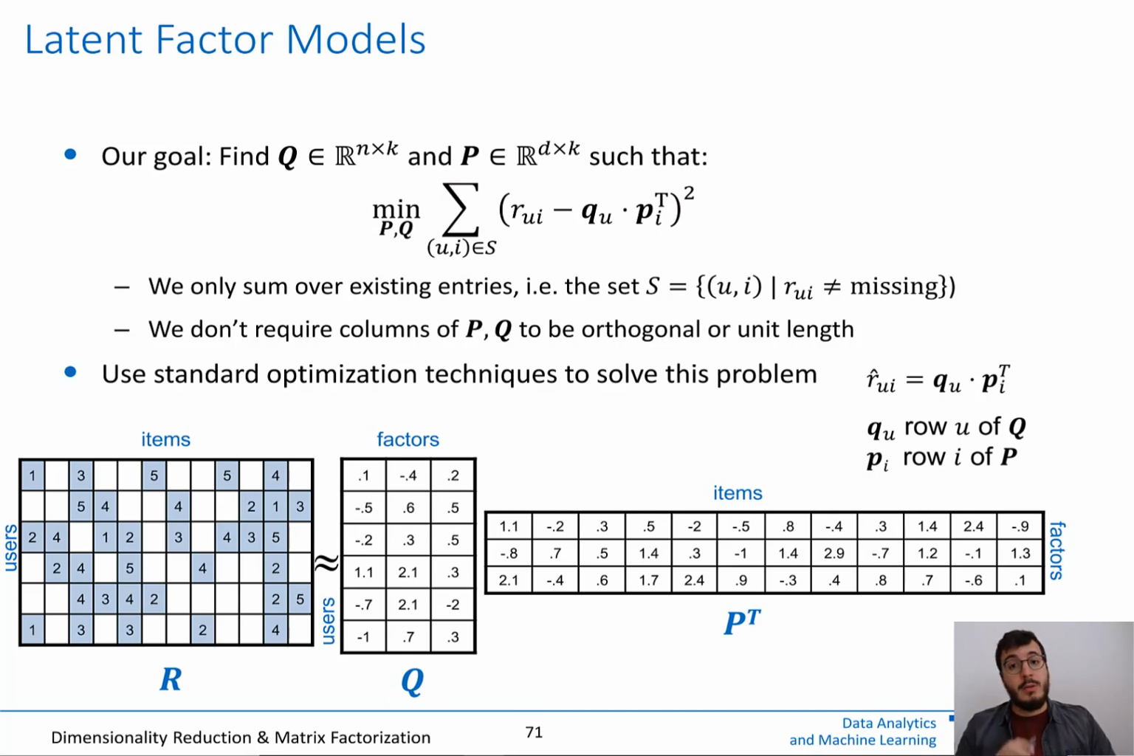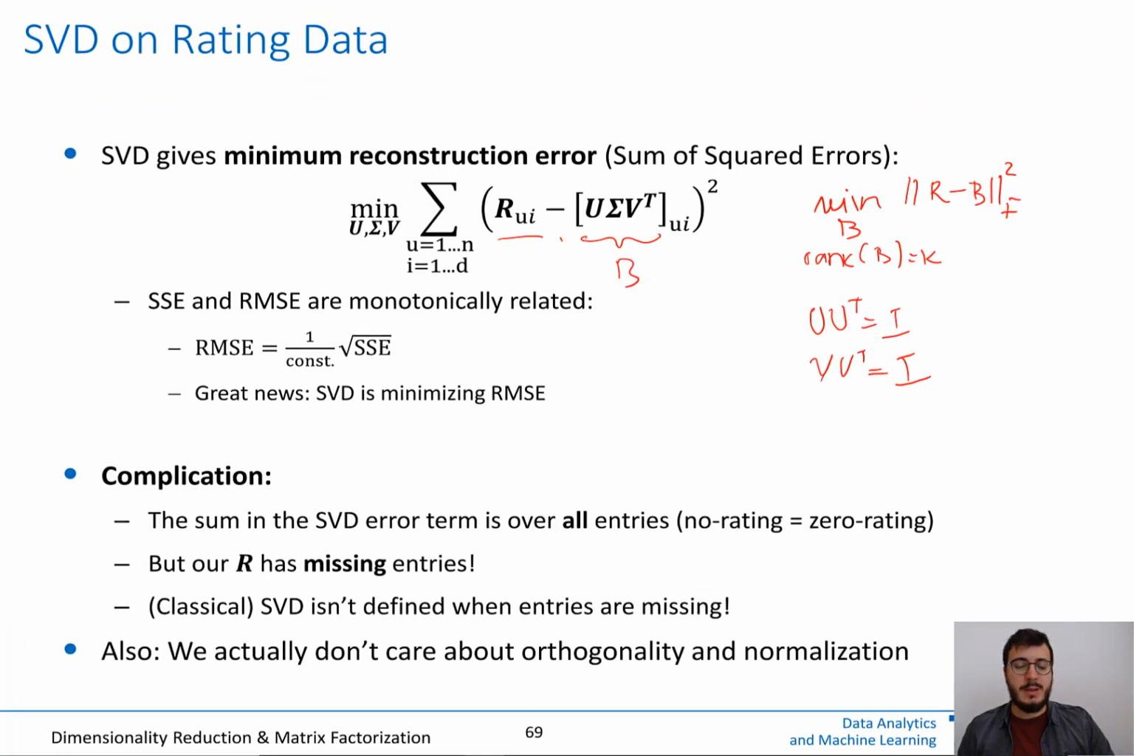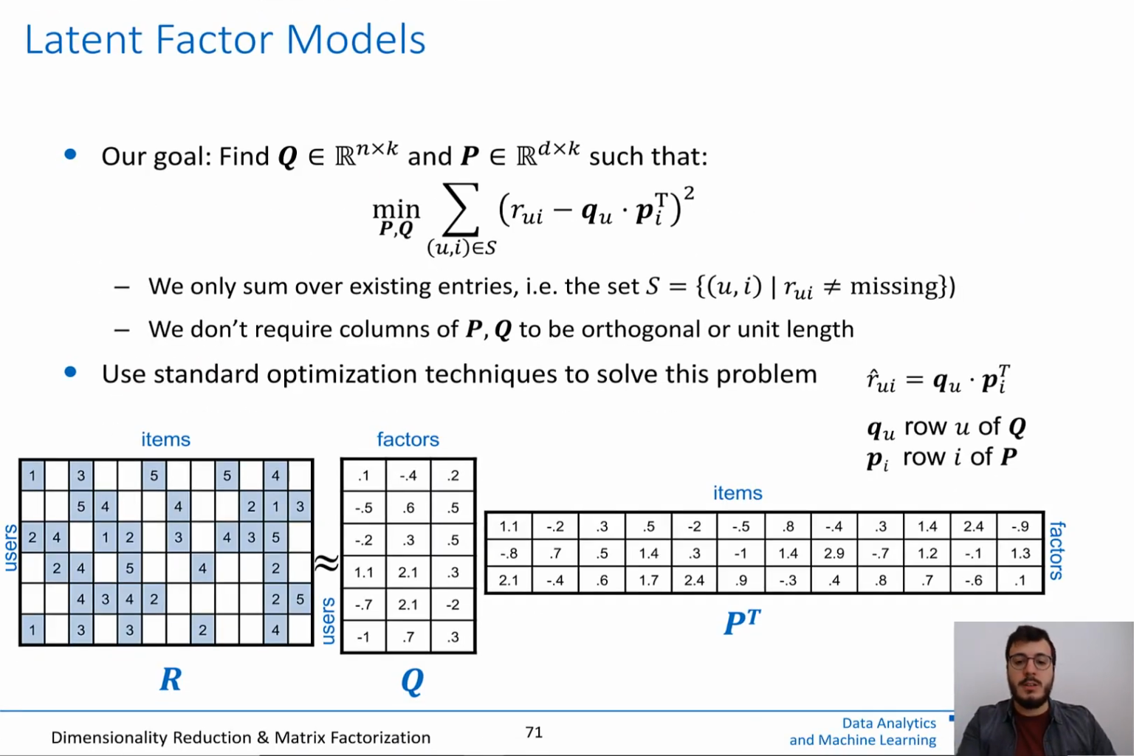But here comes the crucial detail, which is different from SVD. Instead of minimizing over all possible entries, so let me go back one more time to the SVD. Here SVD minimizes over all entries in the matrix, including the zeros that we plugged in. Now, when we are solving this optimization problem, we're only going to minimize over the observed entries. So we're only going to look at the error over these blue squares in the R matrix.